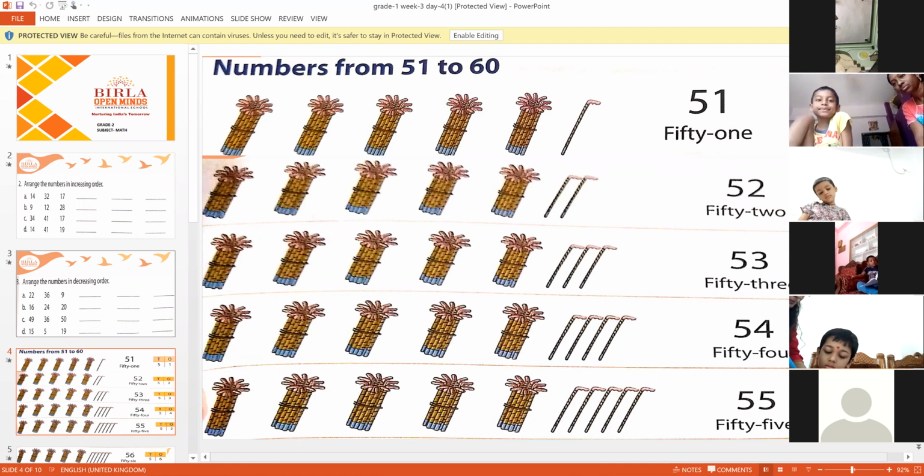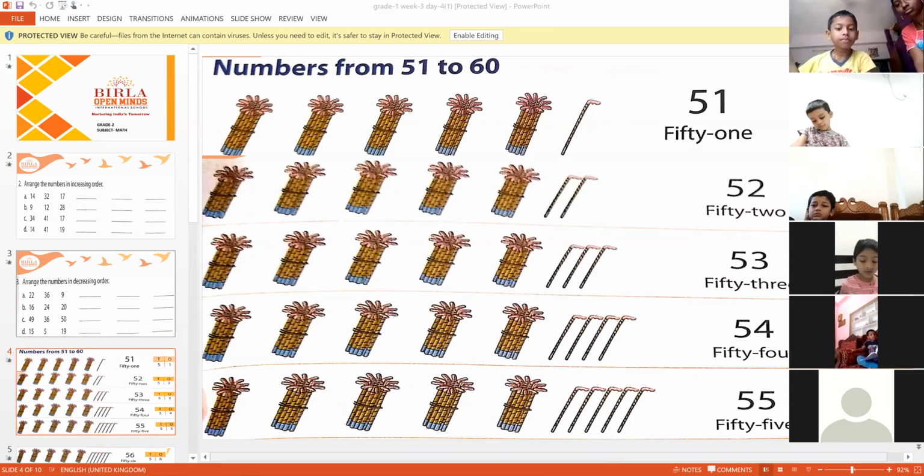See, we all know that 10 ones is equal to 1 ten. 10 ones is equal to 1 ten. We all know this, children. And I have told you that 20 ones is equal to 2 tens. 20 ones is equal to 2 tens.